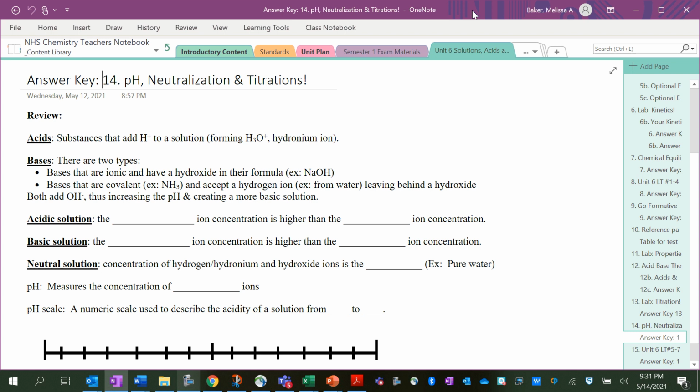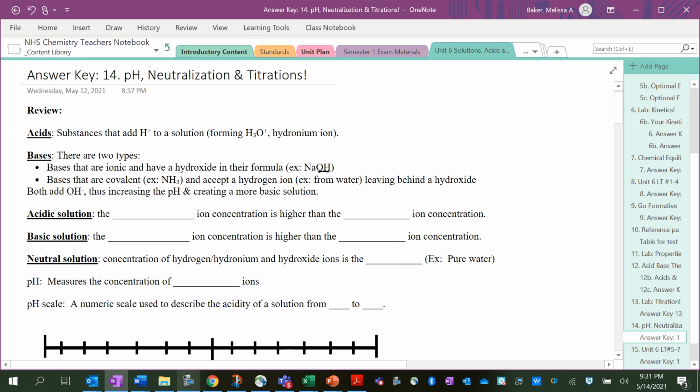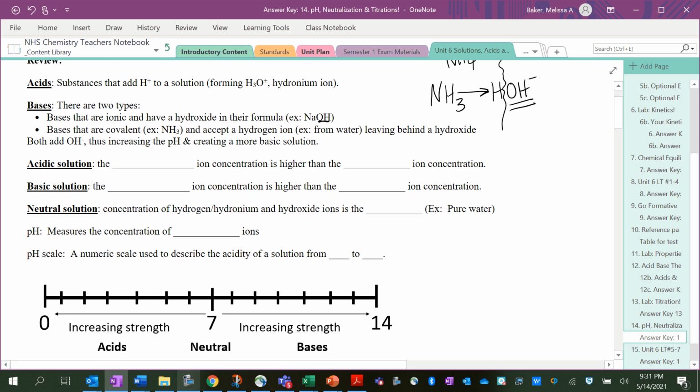For bases, there are two types. There are bases that are ionic, and they have hydroxide in their formula, like NaOH. And there are bases that are covalent, like NH3. What those kinds of bases do is they rip a hydrogen off a water molecule, leaving behind a hydroxide ion. So that would form NH4 plus in this example, thus also increasing the hydroxide concentration and making it more basic.